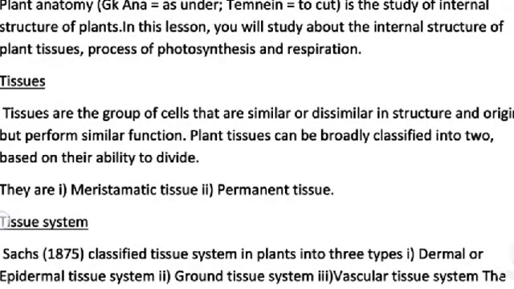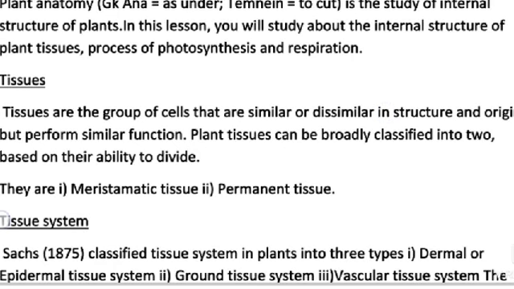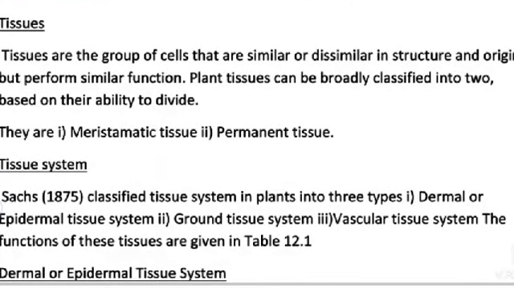Tissues. Tissues are groups of cells that are similar or dissimilar in structure and origin but perform a similar function. Plant tissue can be broadly classified into two types based on their ability to divide. They are meristematic and permanent tissue.